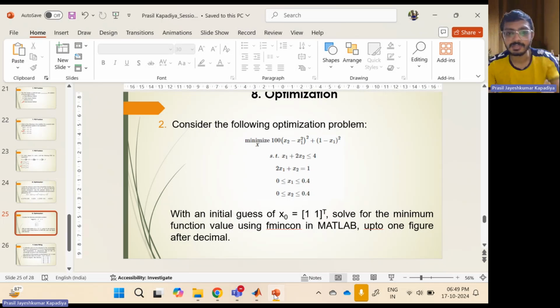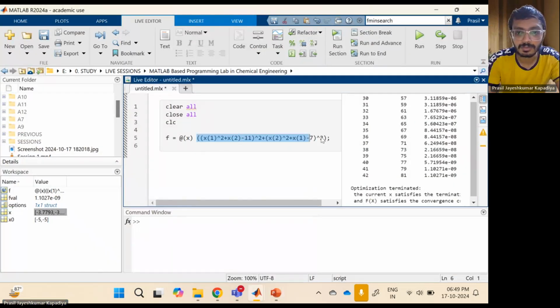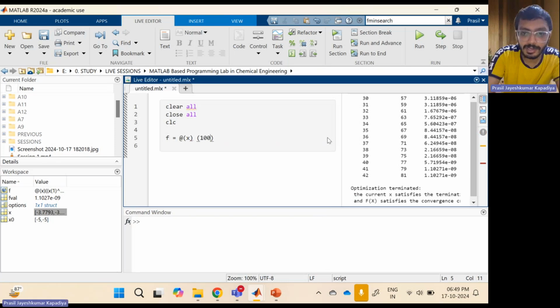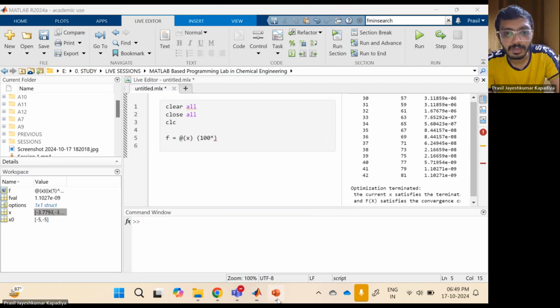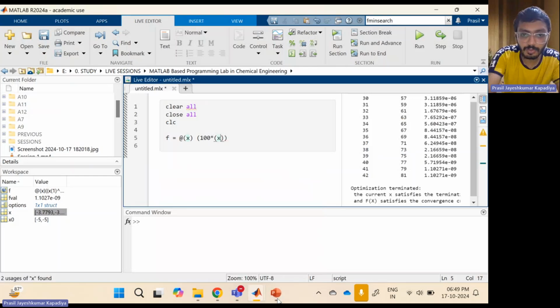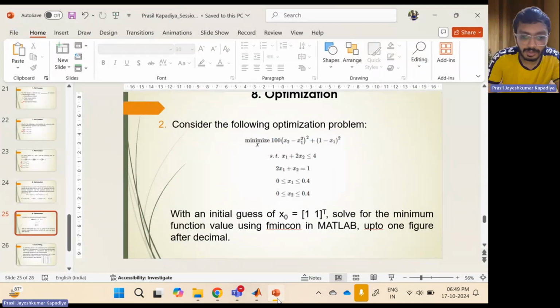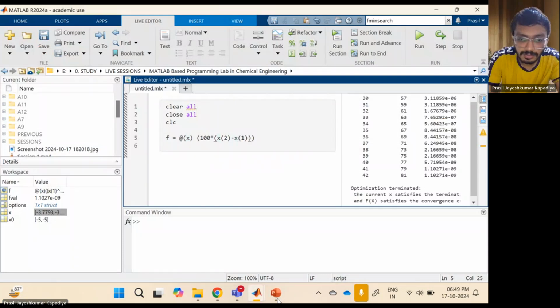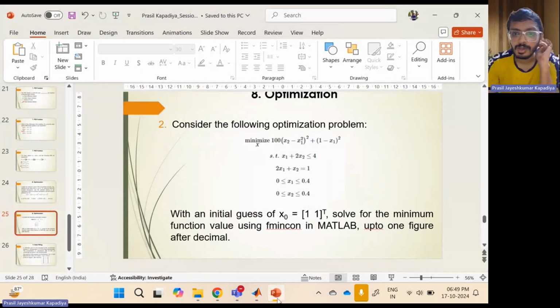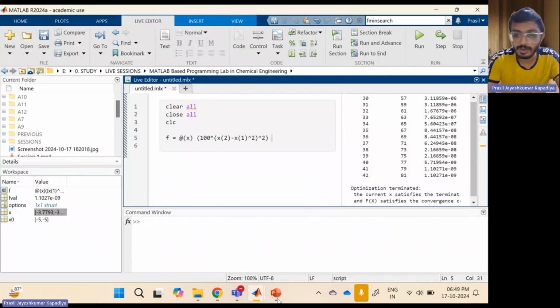100 into x2 minus x1 square whole square. 100 into x of 2 minus x1 square, that whole square. Okay, this is my first term, plus 1 minus x of 1 whole square.